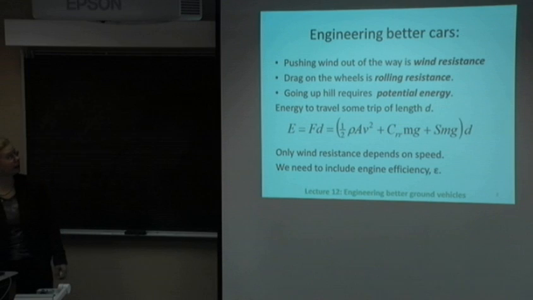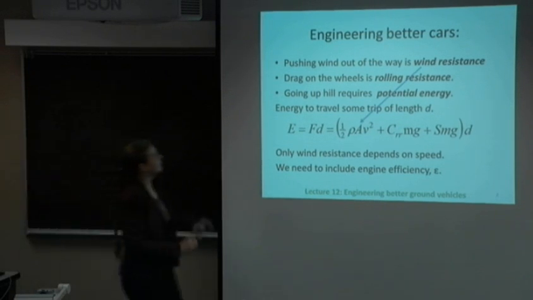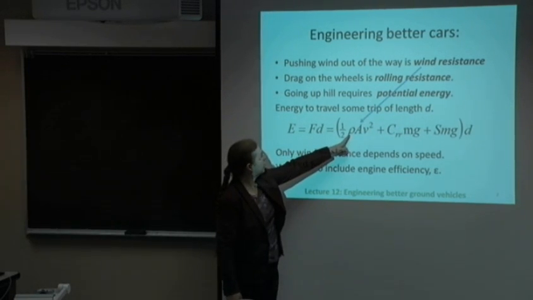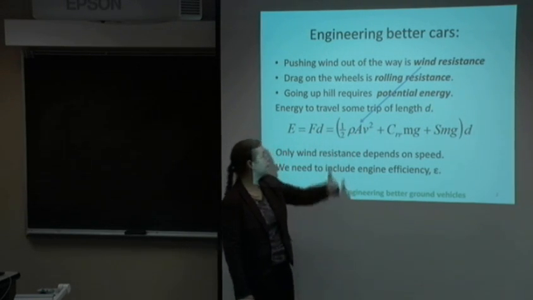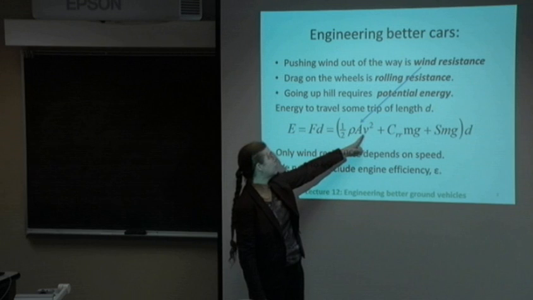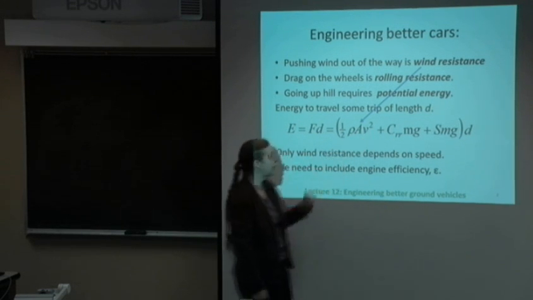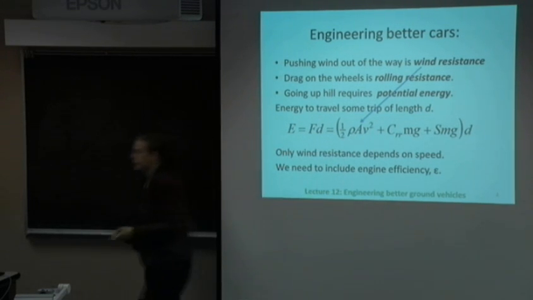So pushing the wind out of the way is wind resistance. That's given by this term here. Rho, again, is the density of air. A is the cross-sectional area of the front of the vehicle. You want to make that small. V squared, that's your velocity, so you want to make that really small.